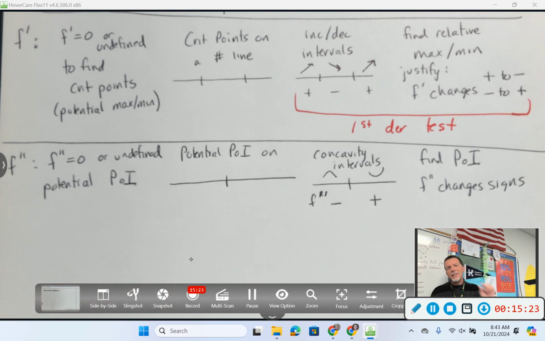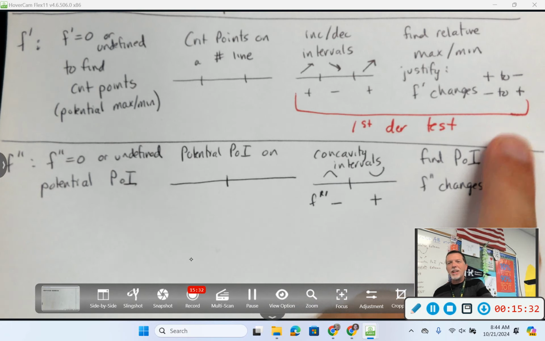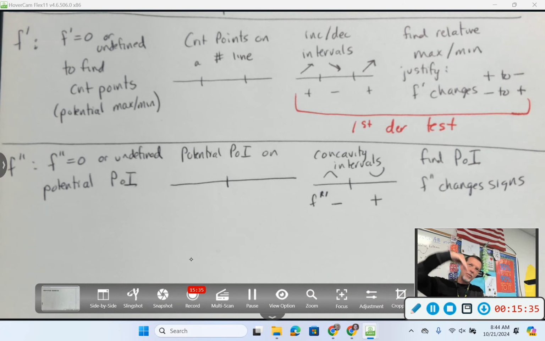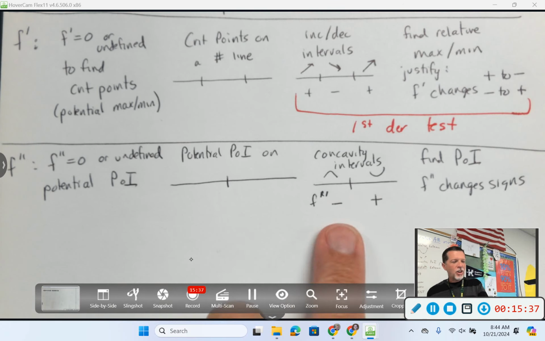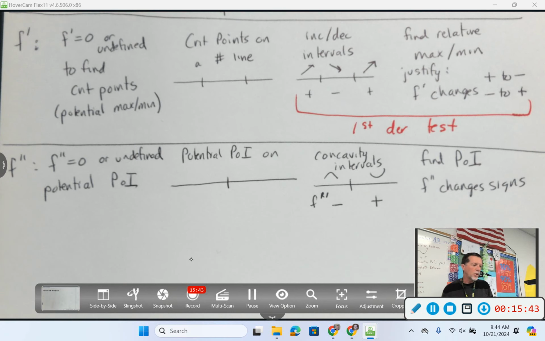Again, another slight breakdown in the analogy is that there's not a difference between going from plus to minus or minus to plus. There's not a different name for that. For the first derivative, one's a max, one's a min, but for changing concavity, there are no special names. It's just, if it changes, it's a point of inflection.